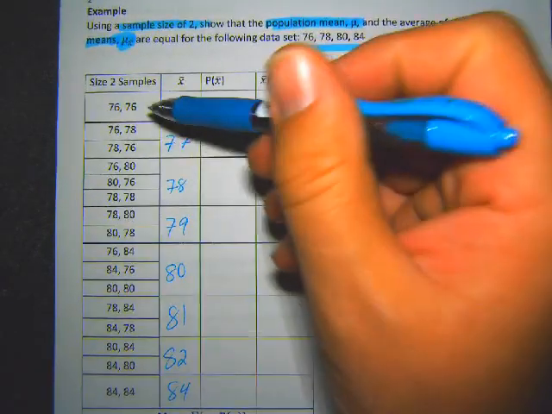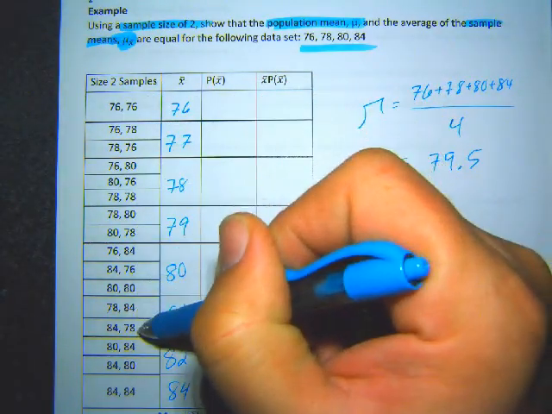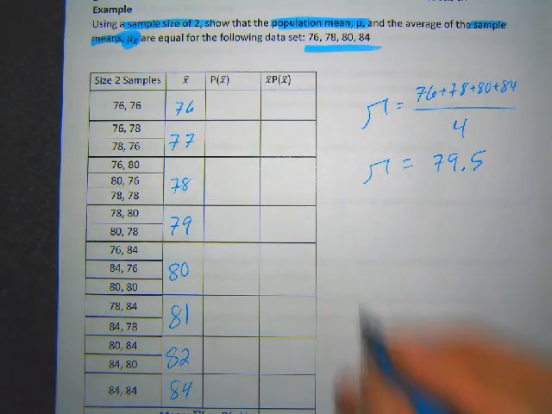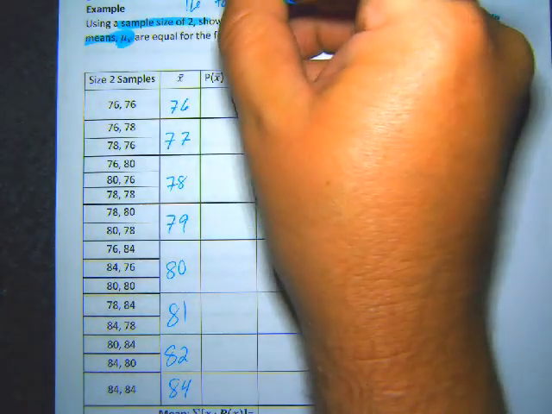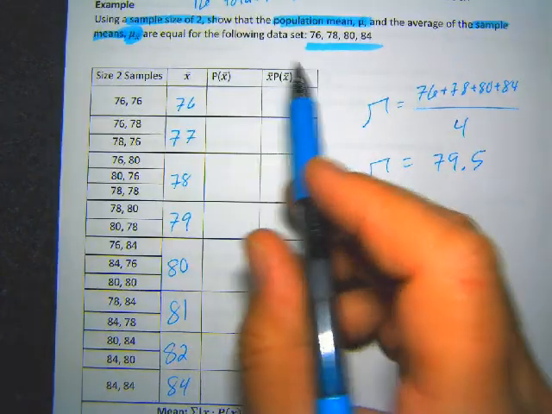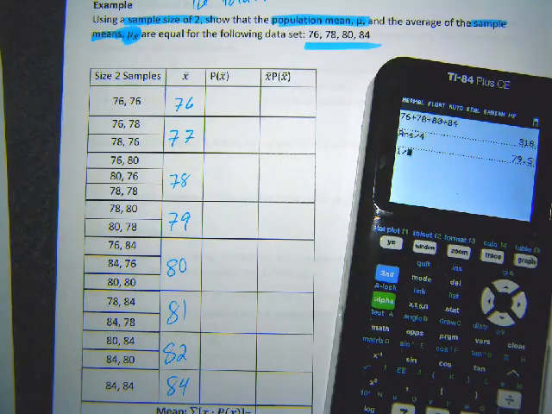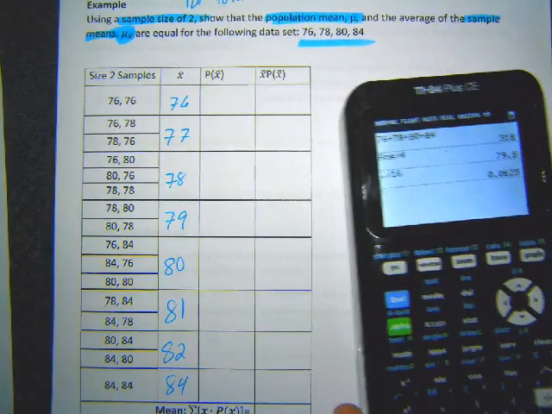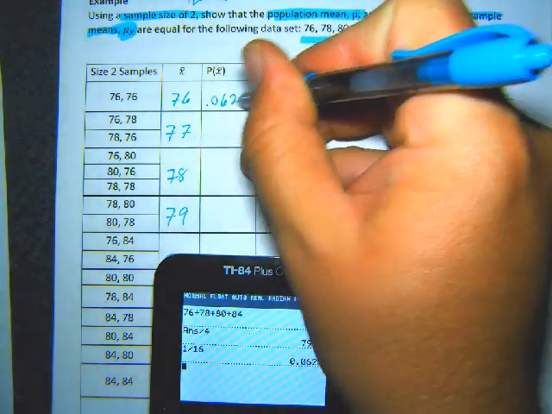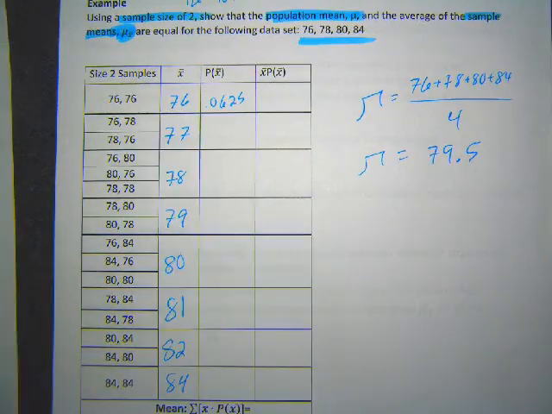Well, notice that there are 1, 2, 3, 4, 5, 6, 7, 8, 9, 10, 11, 12, 13, 14, 15, 16 possible sets of 2, so 16 total samples. To find the probability of each of these, I just take how many options work out of that 16. So the first one would be 1 out of 16, which is 0.0625. Here I have 2 out of 16, so that's going to be 0.125.